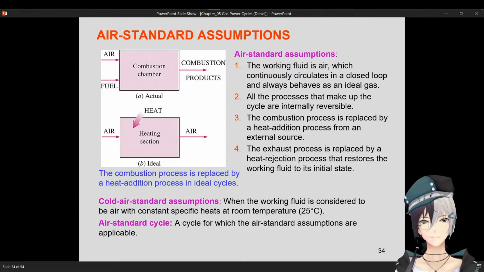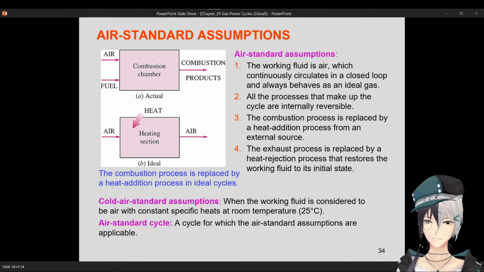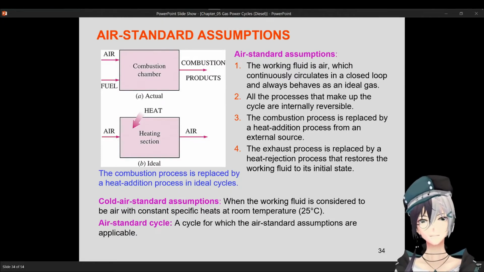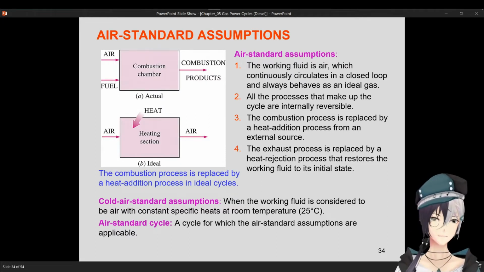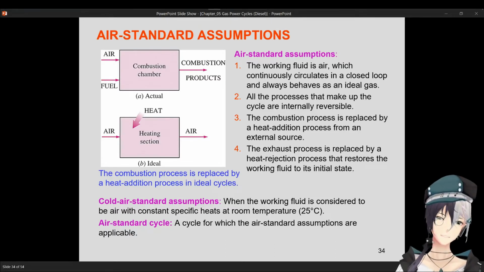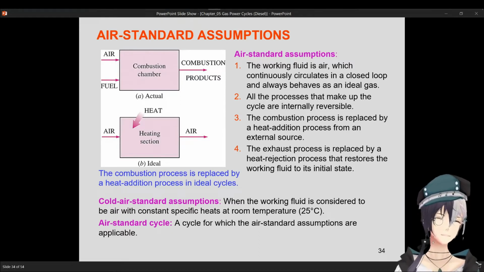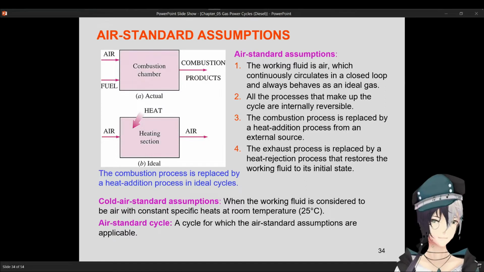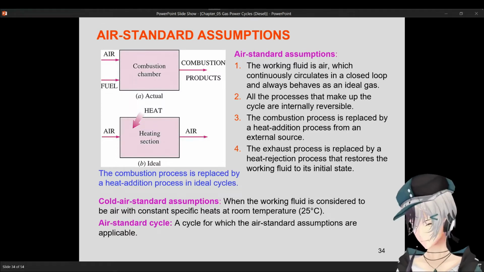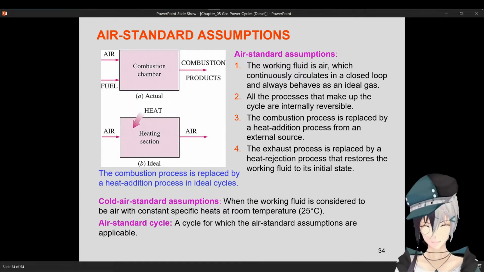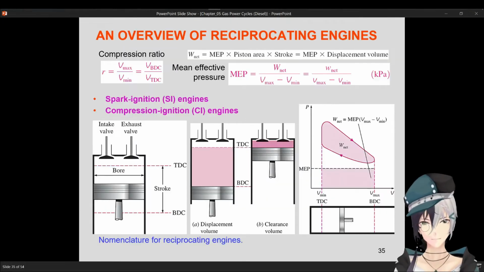With that, let's move on with the air standard assumptions. For air standard assumptions, the working fluid is air, and when we say cold air standard, then air will be at a temperature of 25 degrees C. Another thing is that R is 0.287 kilojoules per kilogram Kelvin. I'll have that discussion later about the gas constant.